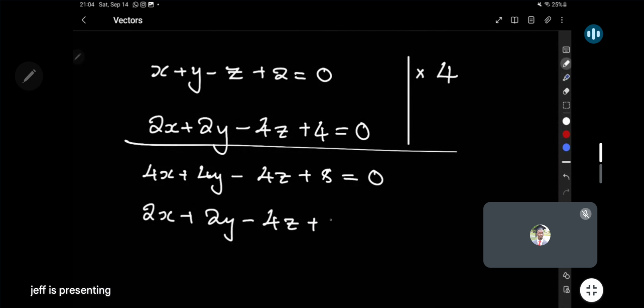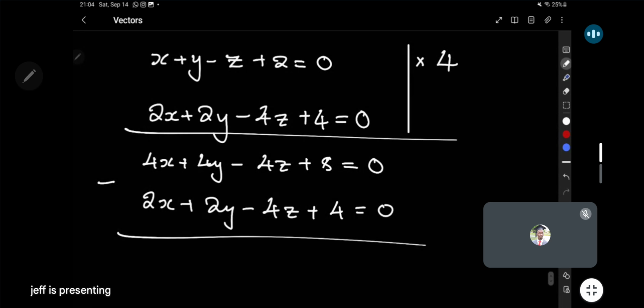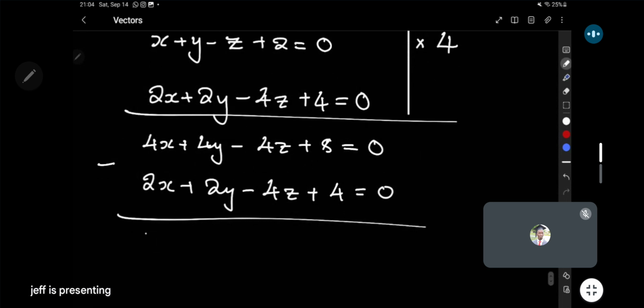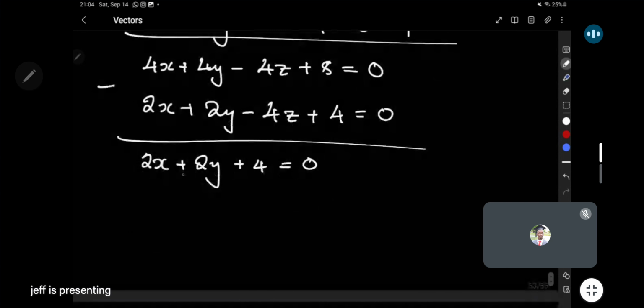And then we have 4 here is equals to 0. Now here we can subtract. We notice that now correctly, this will eliminate z for us. When we subtract here, we'll have 4x minus 2x, which will be 2x, 4y minus 2y, which will be 2y, and then z disappears. We have 8 minus 4, which is 4, is equals to 0. And now we divide everything by 2: x plus y plus 4 is equals to 0.